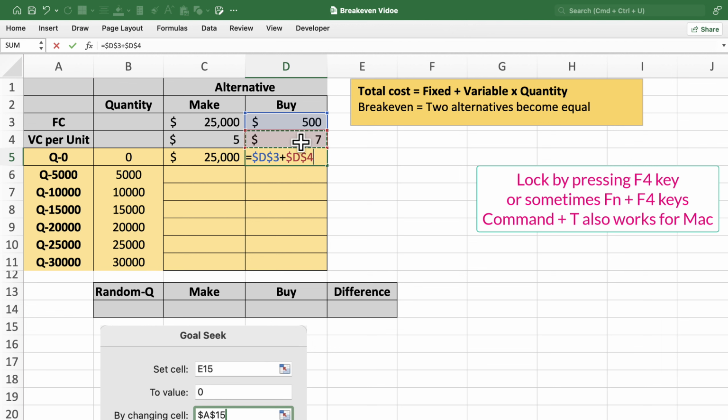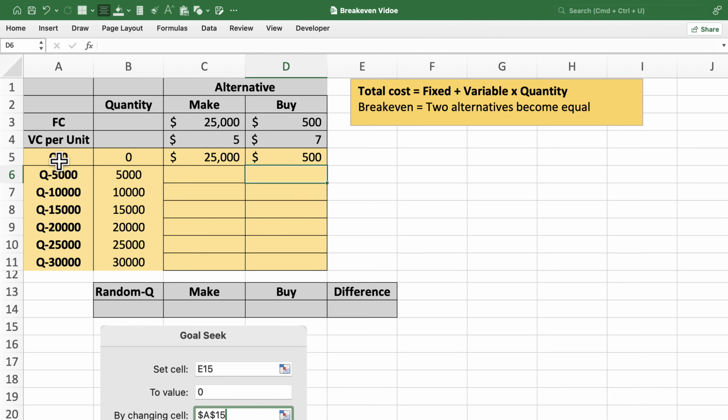Again I will lock it, multiplied by quantity, which is 0 in this case, and it gives us this one, $500. So if we assume quantity is 0, then the make option would incur a cost of $25,000, which is the fixed cost, which means the company has to pay this cost. There is no variable cost because quantity is 0. If I copy this formula to other cells, it gives us this one.